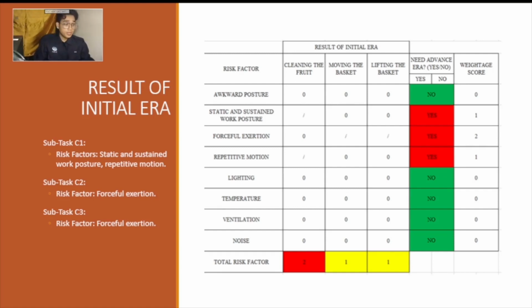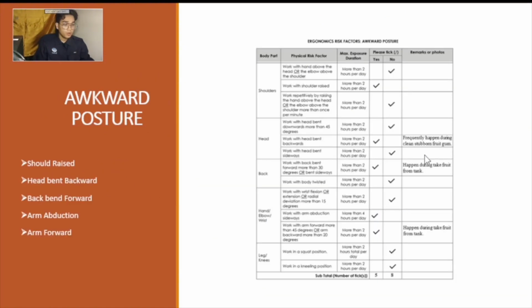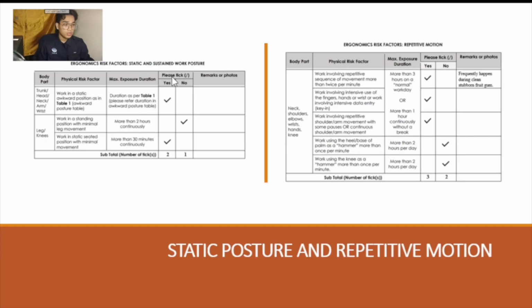Okay, the next slide shows the example tools we use for analysis in the initial ergonomic risk assessment. The first tool is the Cornell Musculoskeletal questionnaire, and the second one is the ergonomic risk factor table. This is an example where the ergonomic risk factors are awkward posture, then static and sustained work posture, and the third is repetitive motion. This analysis we do for the cleaning the fruit task.